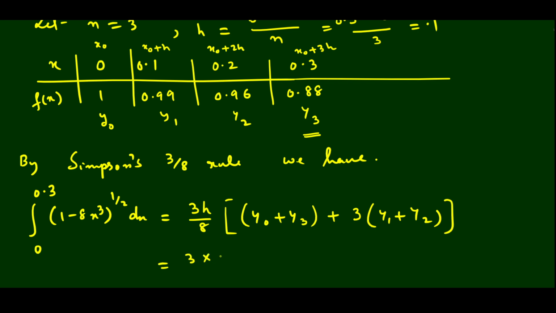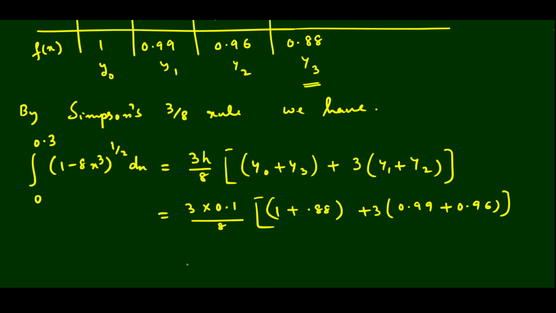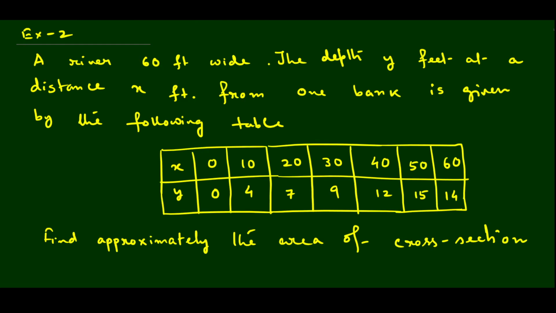So 3h by 8 is our 0.1 by 8. Then y naught is 1. Y3 is 0.88. Then 3 into y1. Y1 is our 99.99 and then 0.96. Simply calculate it. After calculation, we will get our answer, which is 29138. Okay, so see, problems are very simple. Only the table you have to make correctly using a calculator. If there is some mistake, then we will get a different answer also.